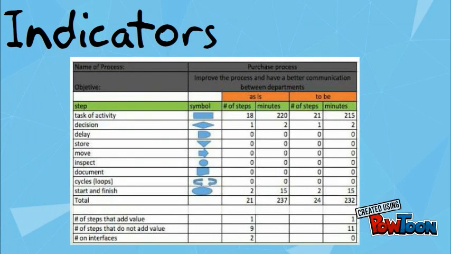In the ASIS, we note that we have 21 steps that can be done in 237 minutes. Besides, in the To Be, the number of steps increased from 21 to 24, and the minutes decreased from 237 to 232, which was very useful for the company.